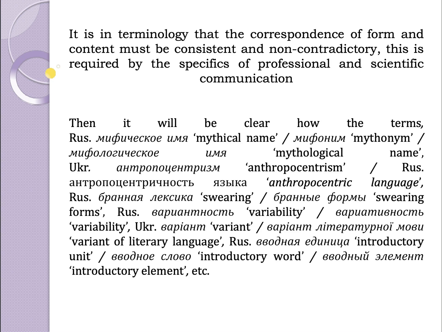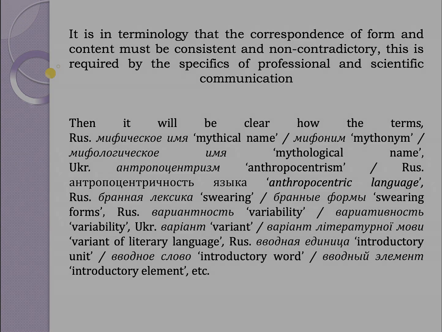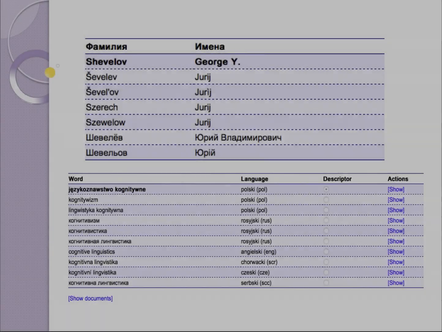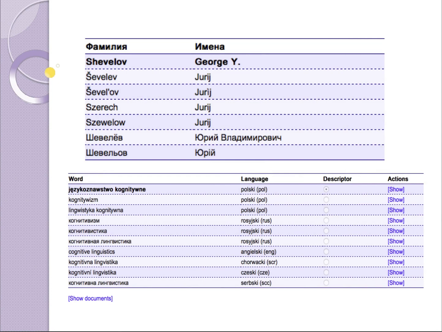And the reason is not the lack of sources in the database, but the lack of a term in the list of keywords in the work's annotations. Analysis of the keywords recorded in iSybislaw provides a basis for constructing a scale of equivalence of terms by the nature and degree of divergence of their content and form, for example, equivalence classes of the language of the press and the language of the media. It is in terminology that the correspondence of form and content must be consistent and non-contradictory. This is required by the specifics of professional and scientific communication.